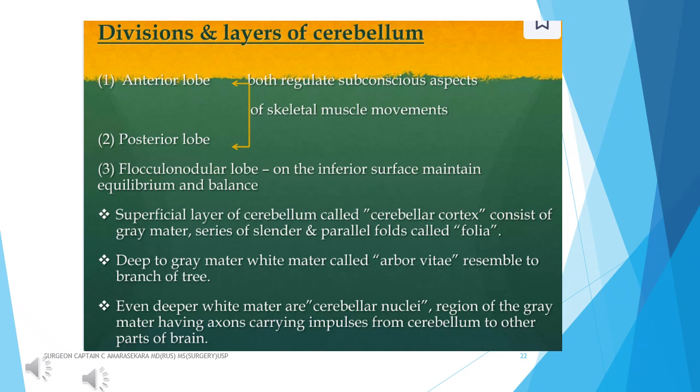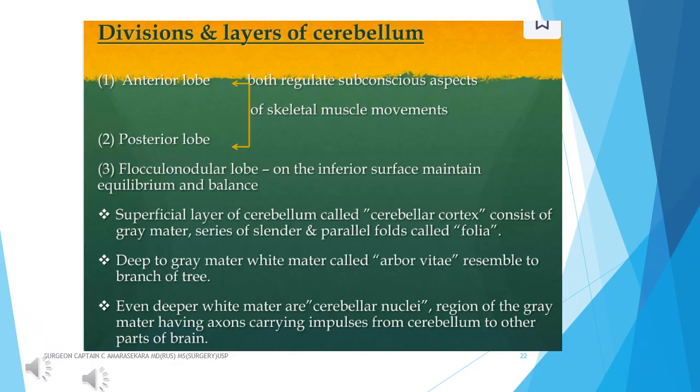Anterior lobe: it receives spinal input and regulates subconscious aspects of posture and gait. So lesions of the anterior lobe may cause gait ataxia, especially in chronic alcohol use. What we call anterior lobe syndrome. So now let's go to the posterior lobe.